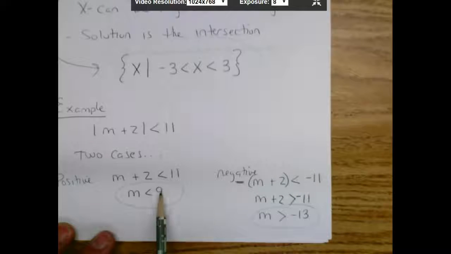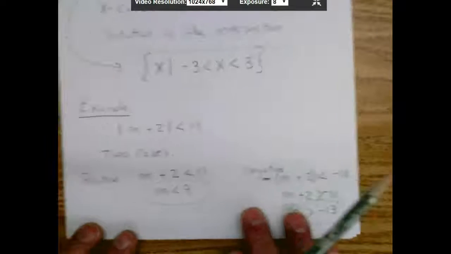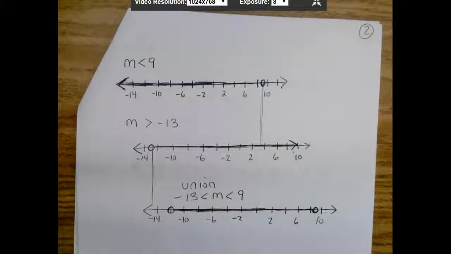m is less than 9 and m is greater than -13. Okay? So let's see what that looks like on a graph. Here you see the graph done. I haven't done it for you, I just had it done and showed it to you.